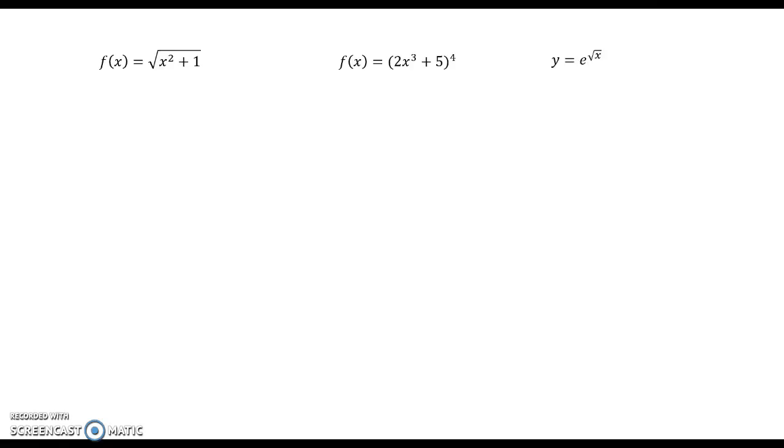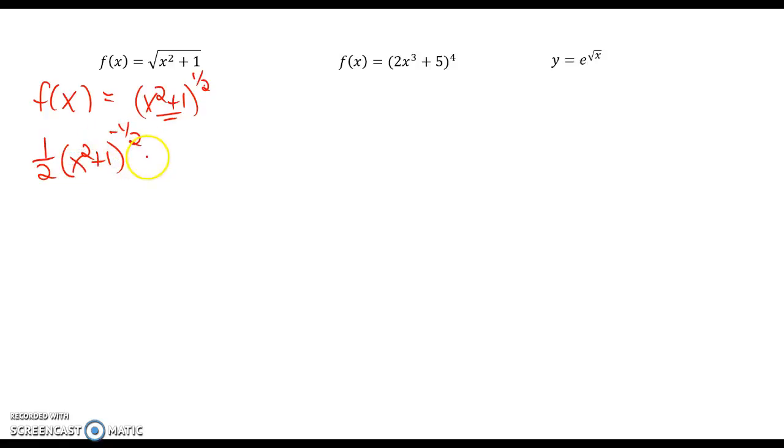Let's look at these. These are incorporating the chain rule, where here I'm going to rewrite f of x as x squared plus 1 to the 1/2. So I'm going to do the derivative of the outside and then the derivative of the inside function, because we have a function in there. So this outside, if I bring the 1/2, I'm going to have 1/2 this quantity to the negative 1/2, that's the power rule, times the derivative of the inside, which is simply 2x.